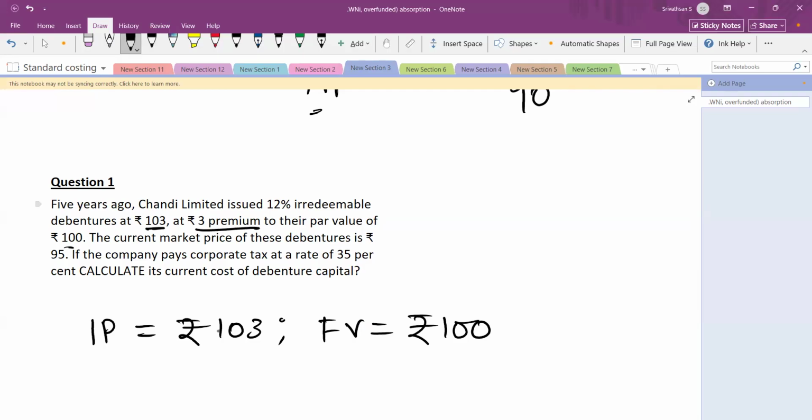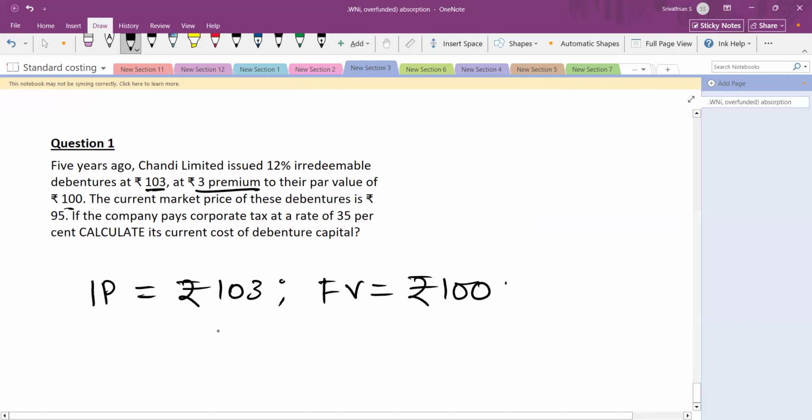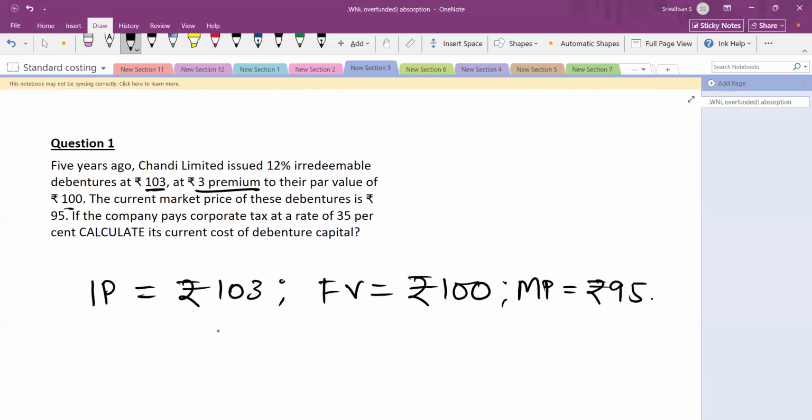The current market price of these debentures is 95 rupees. So here market price of the debenture is also given, which is rupees 95. If the company pays corporate tax at a rate of 35%, calculate its current cost of debenture capital.